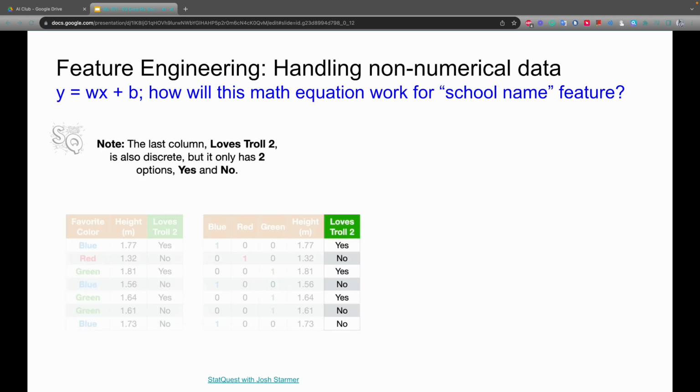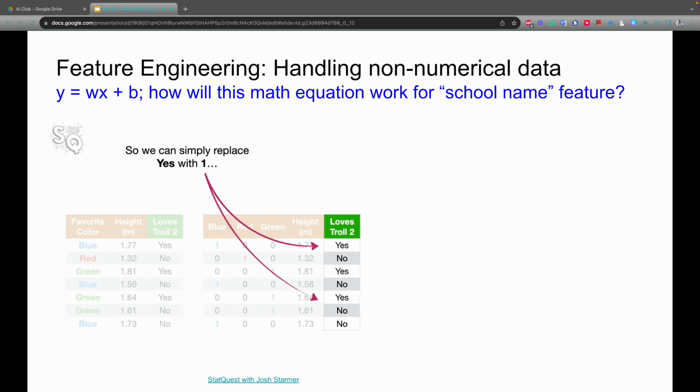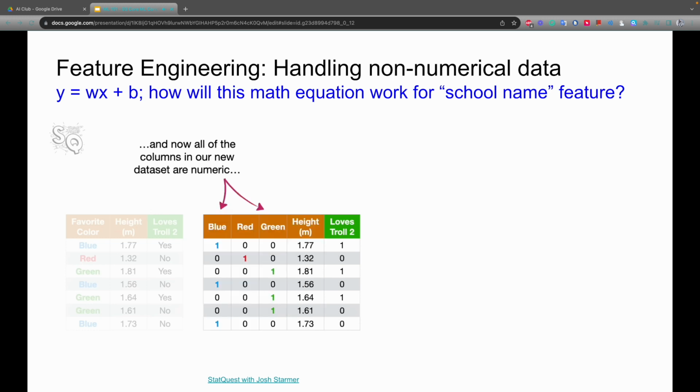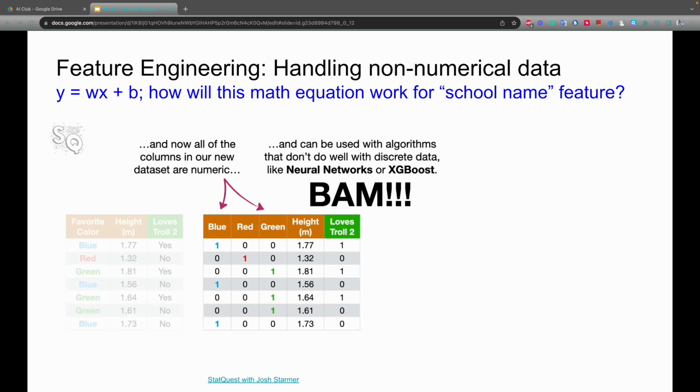Note, the last column, Loves Troll 2, is also discrete, but it only has 2 options, yes and no. So we simply replace yes with 1 and no with 0. And now all of the columns in our new dataset are numeric and can be used with algorithms that don't do well with discrete data, like neural networks or XGBoost. Bam!